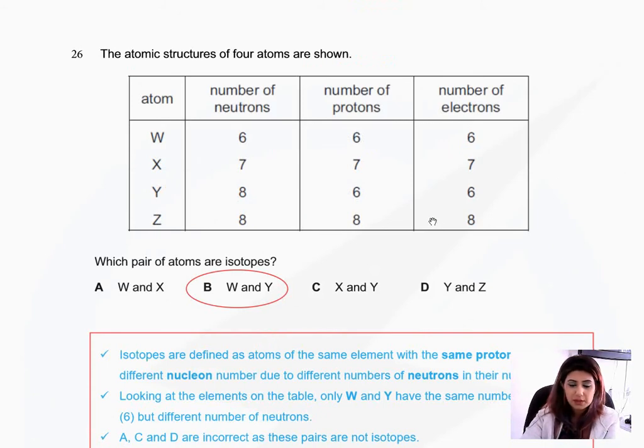Which pair of atoms are isotopes? Remember, protons should be the same first. Protons, same first. W and Y. Immediately you get the answer. You don't even need to figure out whether the electrons are the same or the neutrons different. So yeah.